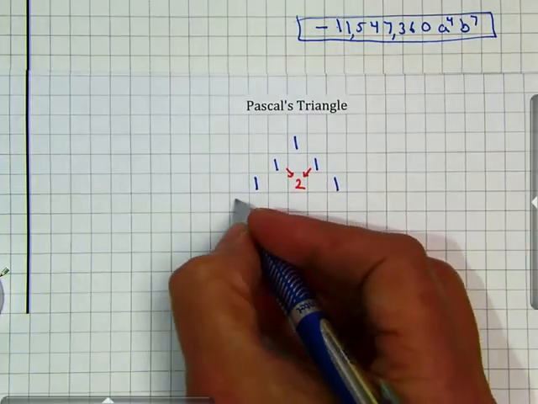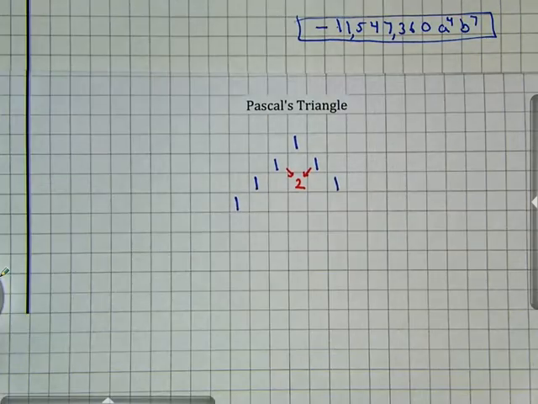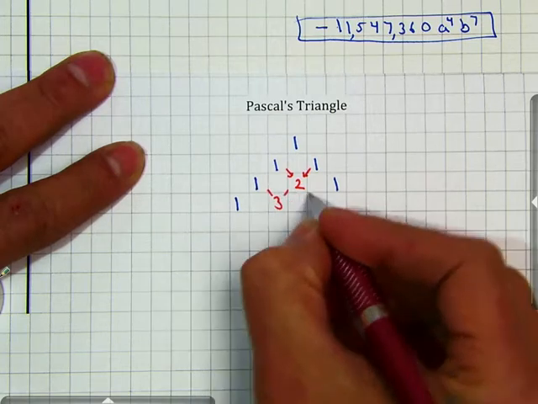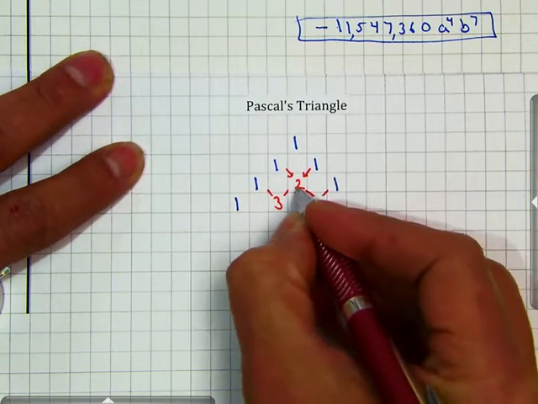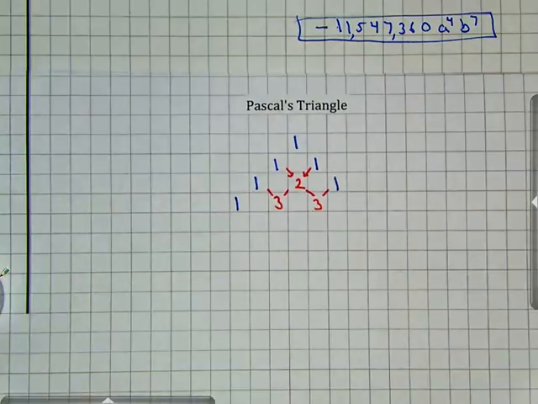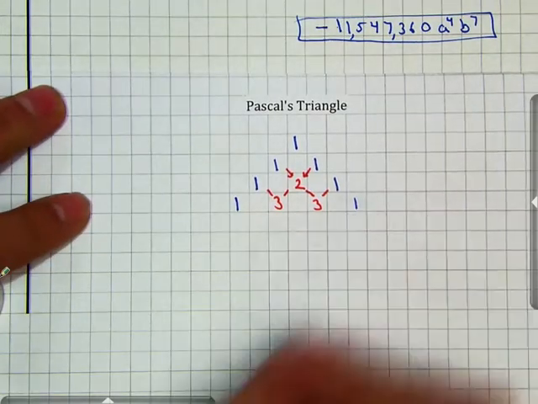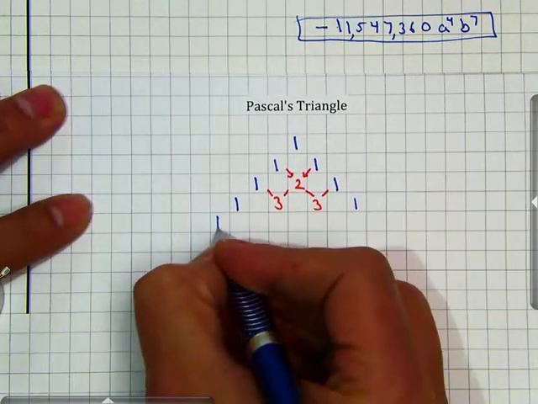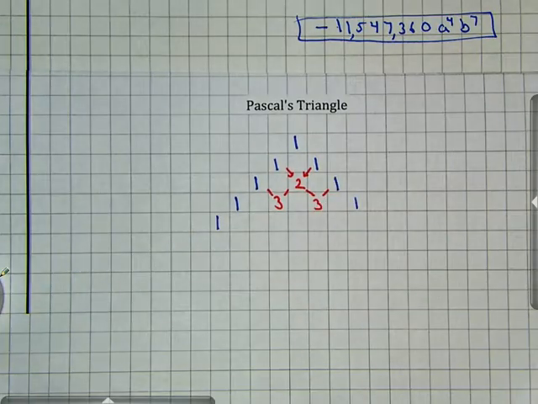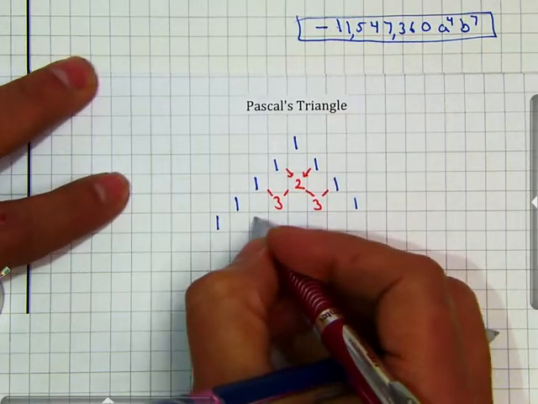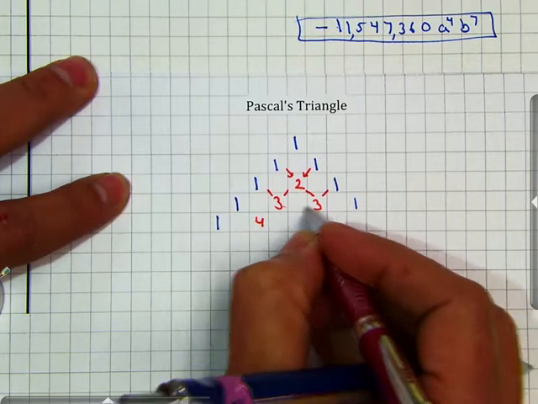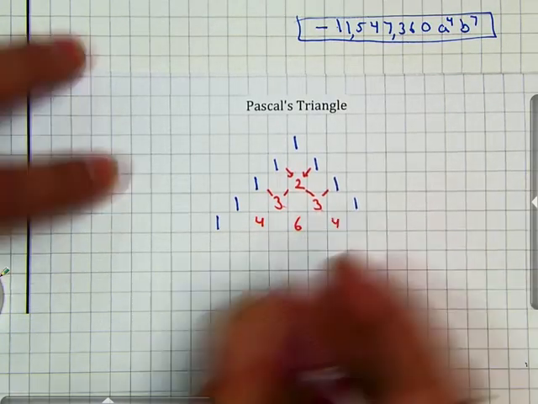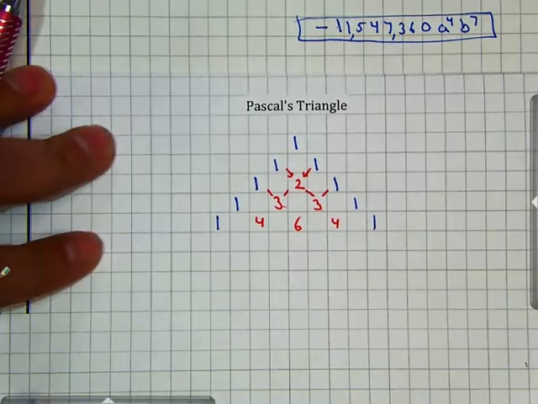Again, I'm going to start with a 1. 1 plus 2 will give me a 3. I'm going to add up those two numbers. 2 plus 1 will give me a 3. And I'm going to end up with a 1. I'm always going to start with a 1. Add up those two numbers. 1 plus 3 will give me a 4. 3 plus 3 will give me a 6. 3 plus 1 will give me a 4. I'm going to end up with a 1.